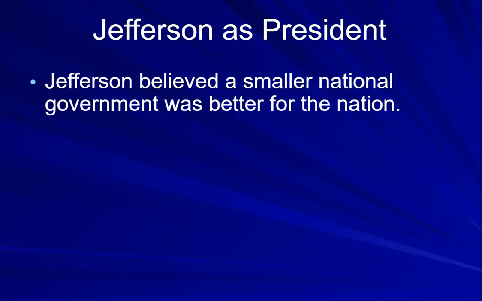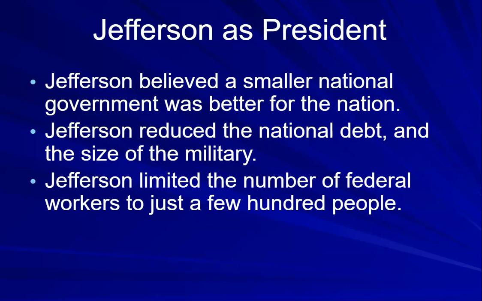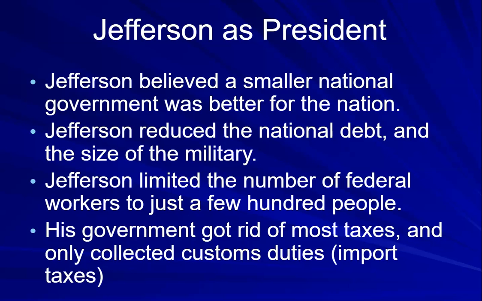Now, Jefferson believed that a smaller national government was better for the nation. He was one of those people who was afraid of a large central government, such as under a monarchy. He also reduced the size of the national debt and the size of the military. He limited the number of federal workers to just a few hundred people, which sounds kind of crazy today, but you have to remember the country was much smaller back then, too. His government got rid of most taxes and only collected customs duties, import taxes, basically what we call today tariffs. That's how the government was funded back then, was just tariffs. There were no income taxes. There were pretty much no other taxes.